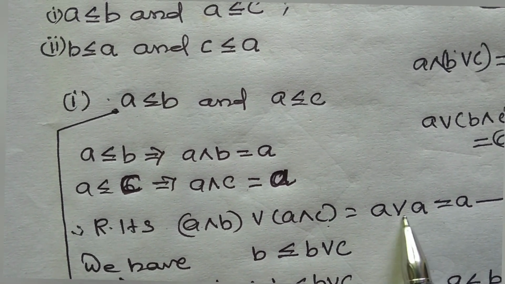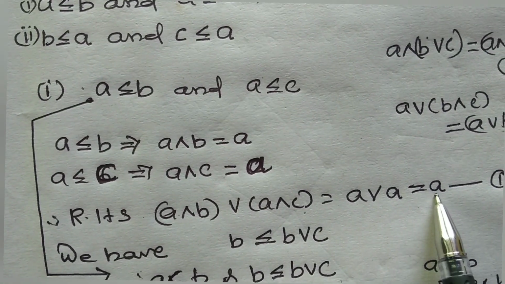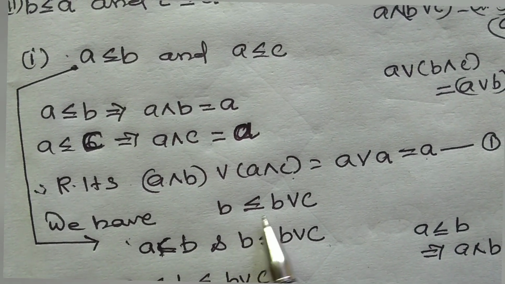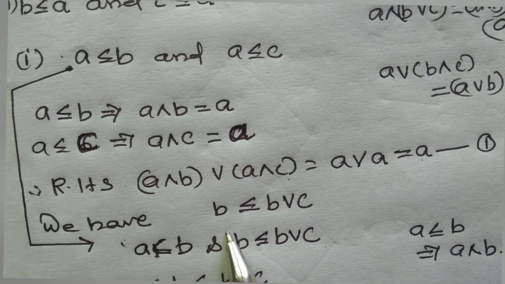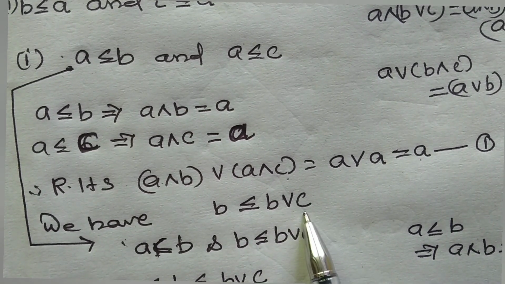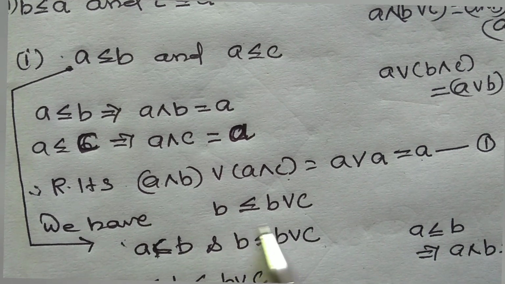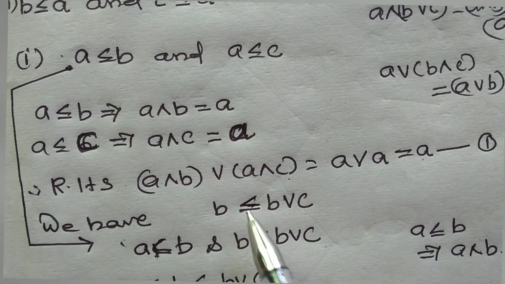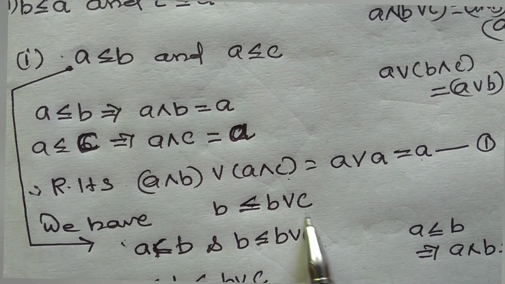This is the idempotent law: A or A is equal to A only. Now the second part, that is the RHS we need. So that is B less than or equal to B or C. This is the relation that is always true, this condition B less than or equal to B or C.